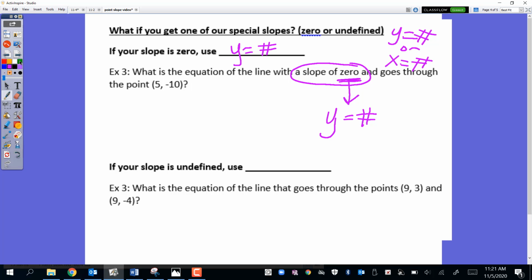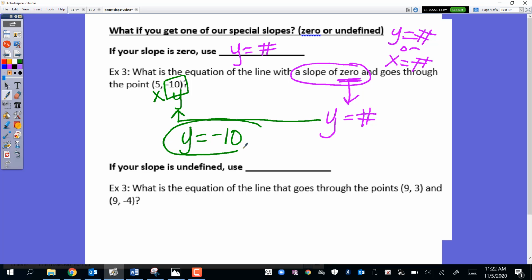I know that in this point, one of these numbers is x and one of these numbers is y. And I know when you write coordinates, you're supposed to write it x comma y. So since I am picking y equals, then I'm going to use the number that the point says y equals. So I'm going to pick negative 10. So my equation is going to be y equals negative 10. And I'm done with this question. Slope 0 tells me y. What was the y number in the point? Negative 10.